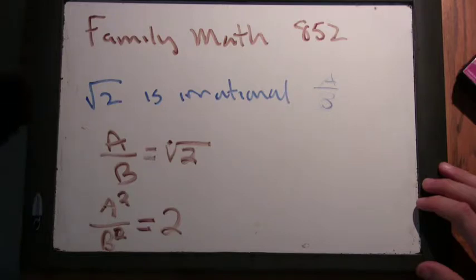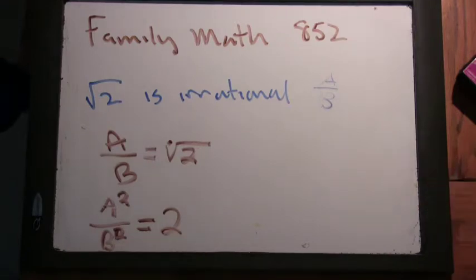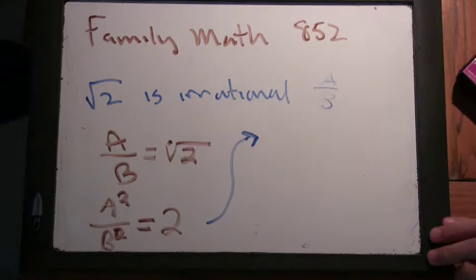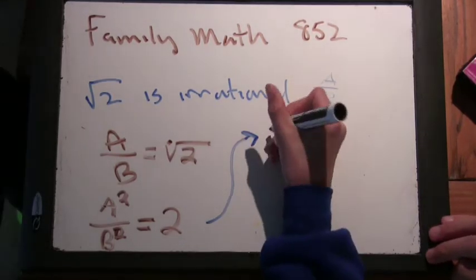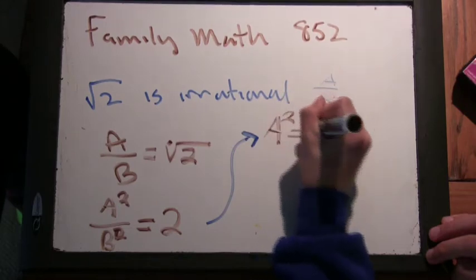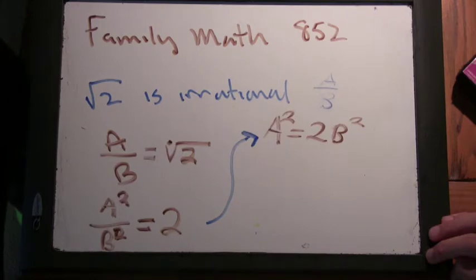Well, maybe now we could get rid of the fraction and simplify it a bit more. Be multiplied by B squared. What would happen if you multiplied by B squared now? So you have A squared equals 2B squared. Interesting.